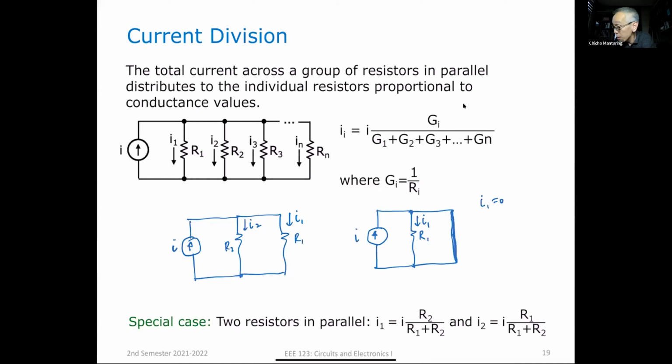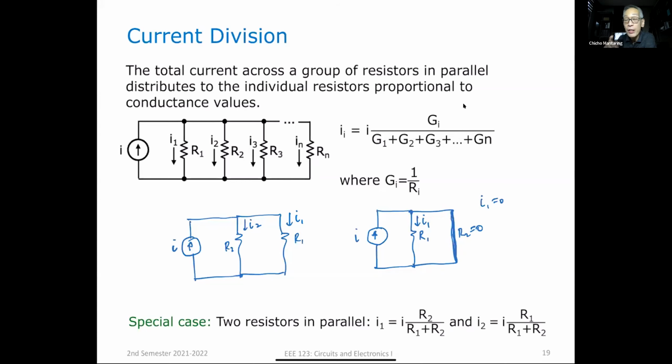Why? Because let's say this is R2. This R2 is equal to 0. So if you use this formula, I1, our R2 is equal to 0, and therefore I1 will be equal to 0. Or another way, what is the voltage across a short circuit? The voltage across your short circuit is 0. And therefore, using Ohm's law, 0 over R1 will be equal to 0. Okay. So what is this telling us?